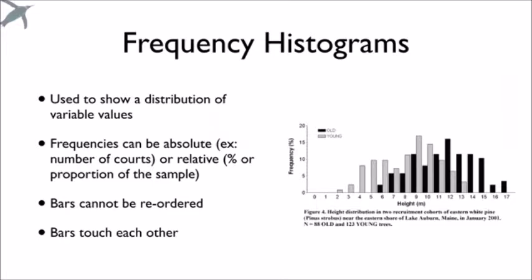But next we need to cover the frequency histogram. This is used to show a distribution of variable values. So instead of showing different categories like before, we have different types of this, a single variable, and in this case it's height. And we're looking at the distribution of different heights that were observed in a particular species. And you notice that bars can't be reordered and they touch each other.